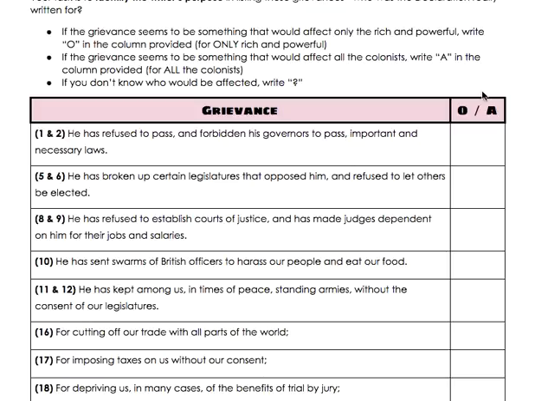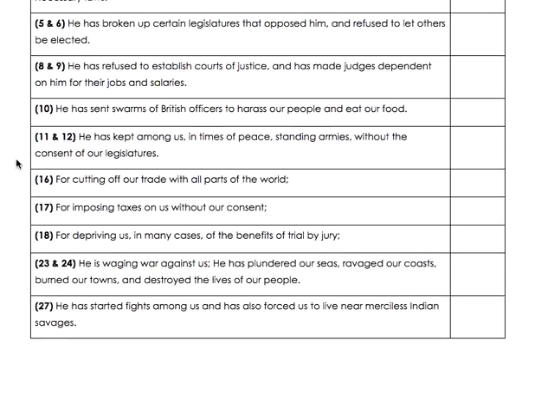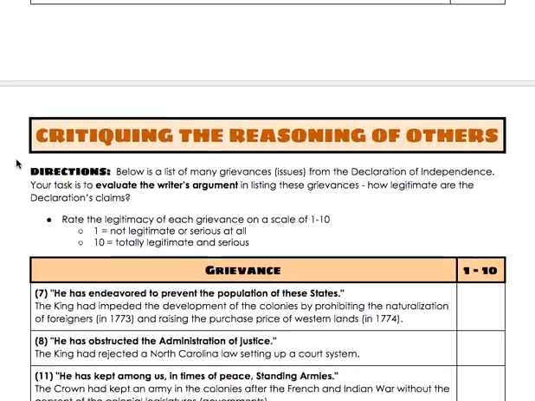If that's the case, you would write an O in this column here for only rich and powerful. If it seems to be something that will affect or is written for all of the colonists, write an A in the column that's provided for all the colonists. If you're not sure, put a question mark. That will help you identify who exactly the Declaration of Independence seems to be written for.